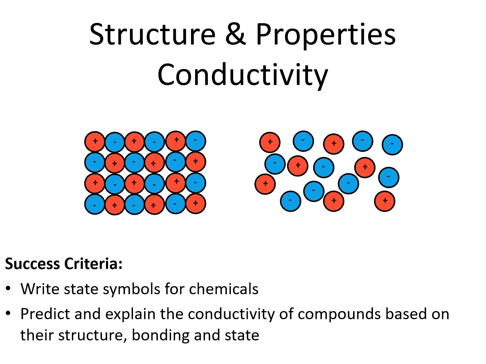So today we've written state symbols for chemicals, for solids, liquids, gases, and also for solutions. And then we've predicted and explained the conductivity of compounds based on their structure, bonding, and state. If you guys can have a go at the corresponding worksheet, that would be brilliant, and we'll get that back to you as soon as possible. Thanks for watching.